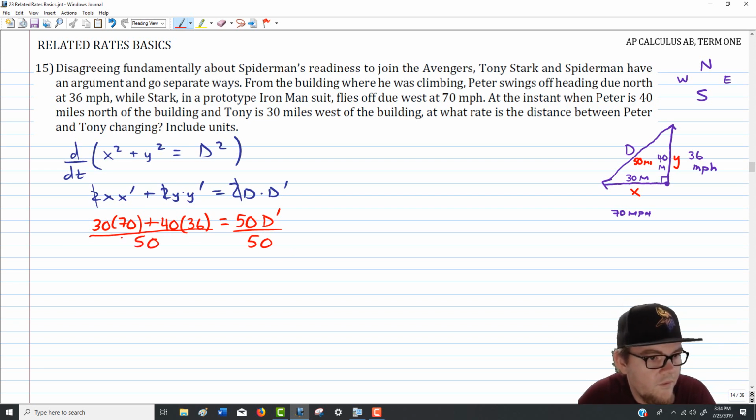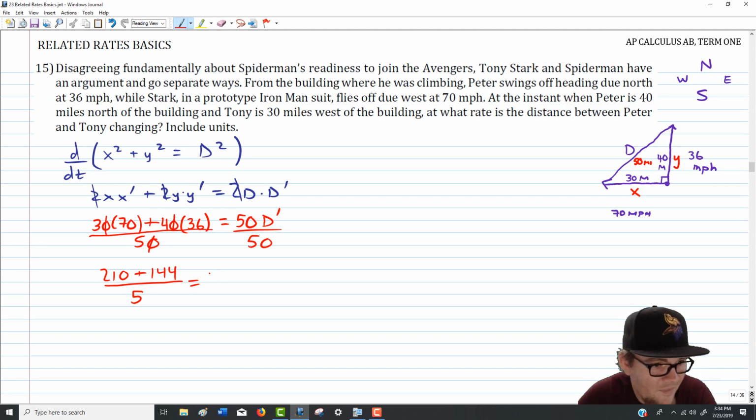Looking at these pieces, if we put 50 in there, we can divide out the 10 from each individual term. We're going to have 210 plus 144 all over 5. And 354 over 5 should not simplify. It's like 70.8. Actually, it is 70.8, isn't it? It's kind of cool. We'll just leave it as an exact decimal, because why not? 70.8, and this is the rate at which that distance between them is changing. In our units, we're talking miles per hour, so I'll put mph there as well.